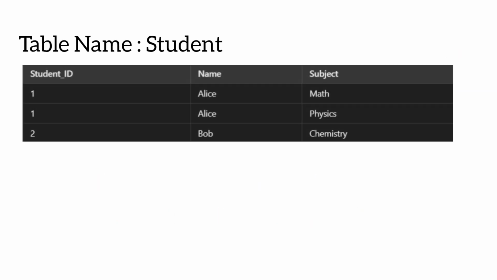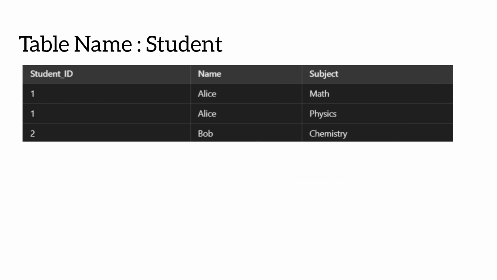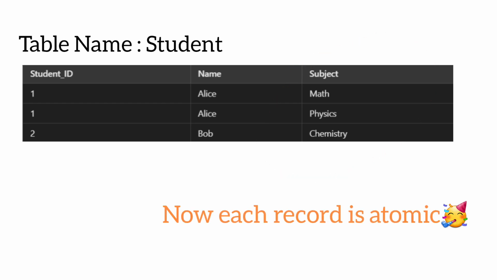So what we'll do, we'll create the same table, but for the subject which contains multiple values, we'll create one more row for that subject. So now each value is atomic. Second is the second normal form, that is 2NF.